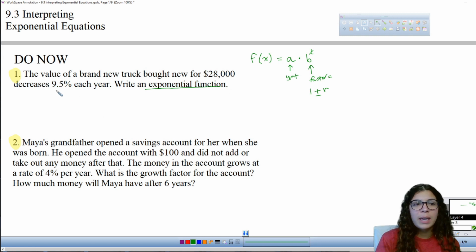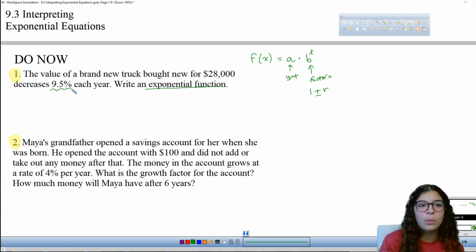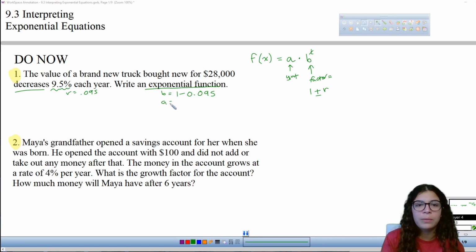So in this case, they do give us a rate. So r would be, as a decimal, 0.095. And since the car is losing value, it decreases in value, this is decay, so the factor would be 1 minus 0.095. And the A value is the initial value. The initial value that we started with in the car is 28,000.